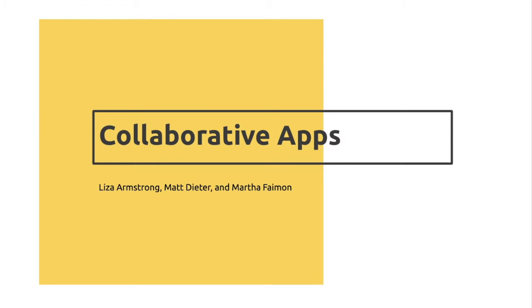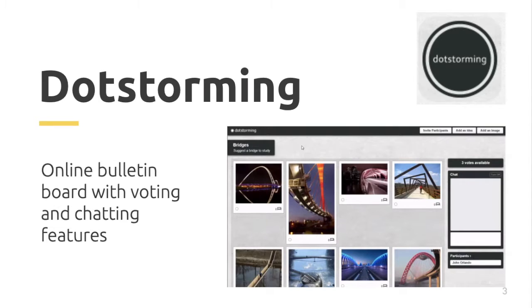Here are 7 collaborative apps that we feel support student learning and student collaboration. Dotstorming is an online bulletin board where teachers and students can post text, image, and video links. They can also vote for their favorite posts and use the chat feature.